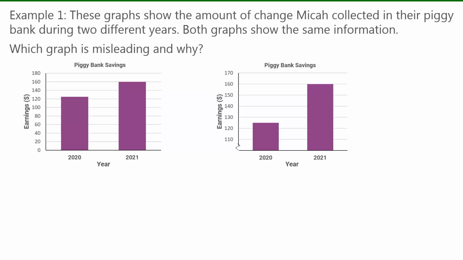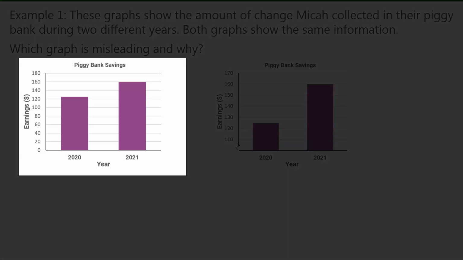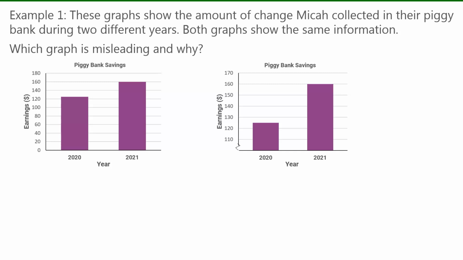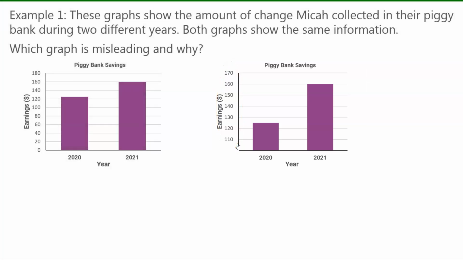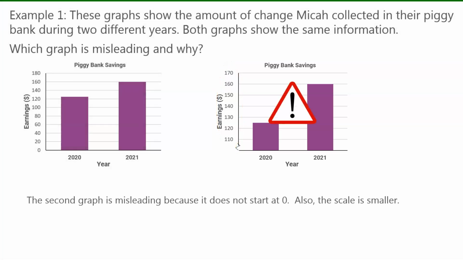Well, the message conveyed by each graph is quite different. In looking at the first graph, I can see that the scale begins at 0 and increases in increments of 20. When I look at the second graph, I can see that the scale has been truncated, which means the graph does not start at 0. As well, in this case, the scale goes up in increments of 10. So, looking at these two graphs, I would determine that the second graph is misleading because it doesn't start at 0 and the scale is smaller.